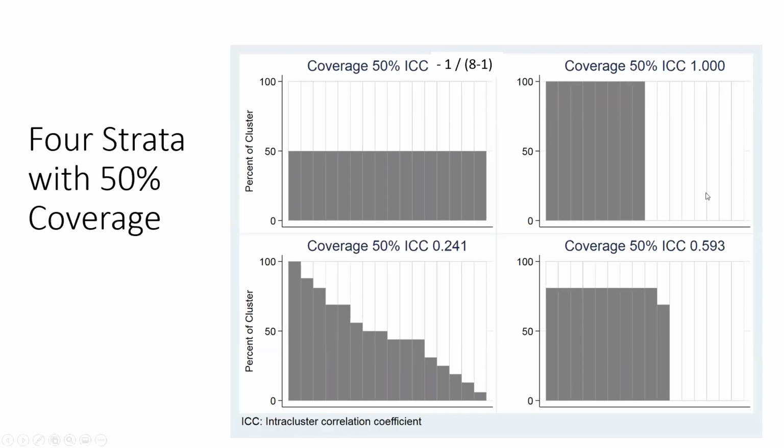And you can see the intra-cluster correlation coefficient for each of these situations. So just because coverage is 50%, that doesn't tell us the ICC. The ICC is describing how coverage is distributed across the clusters here. And when it's uniform, the ICC is slightly negative. It's -1/(M-1). And I just learned that last week.